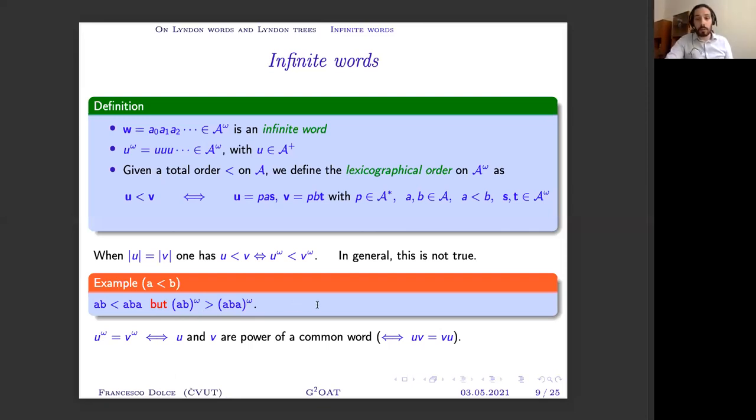And well, you will not use this in the future, but it's nice to notice that actually two words, u and v, have the same omega power, that means whenever I consider the infinite power they are the same, if and only if, not only in the trivial case where they are the same words, but they can be different words that can be obtained as a power of the same word.